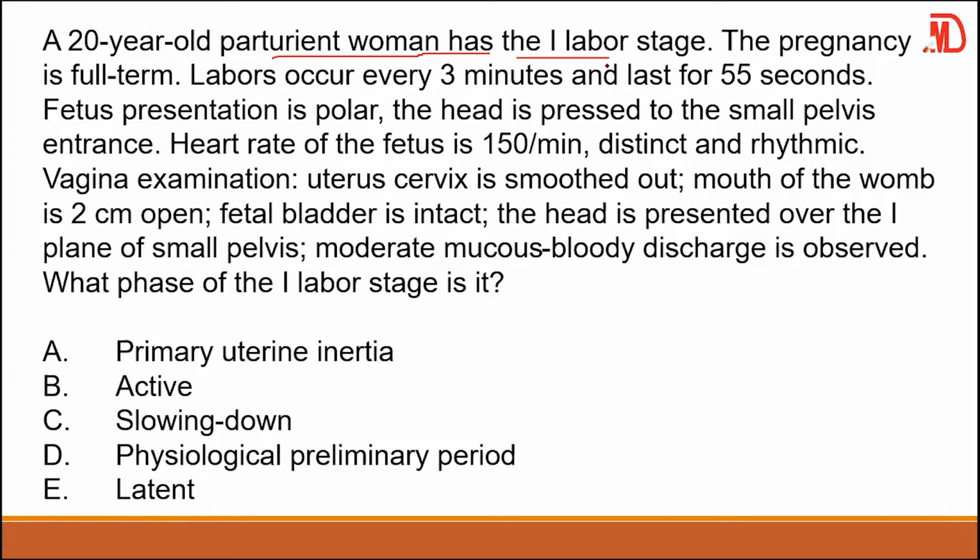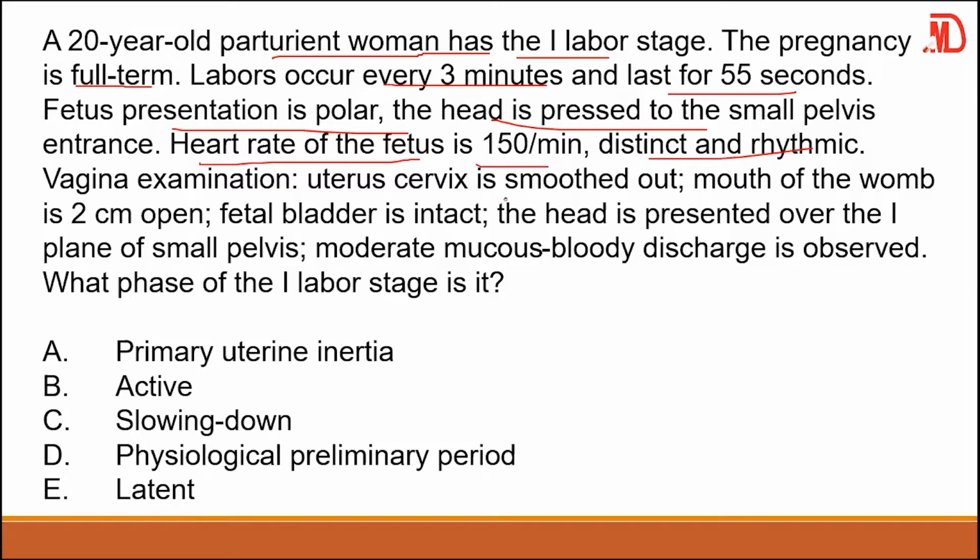So let's continue. Now, the question says that this person is in stage 1. Why I'm saying this is because it will help you to analyze the question best. So stage 1: stop thinking about stage 2, stage 3, stage 4. Now the pregnancy is full term. Labor occurs every 3 minutes and lasts for 55 seconds. Fetus presentation is polar. The head is pressed to the small pelvis entrance. The heart rate of the fetus is 150, distinct and rhythmic.